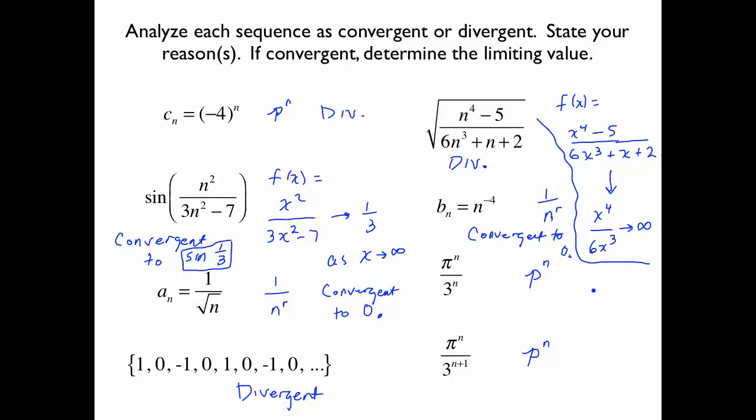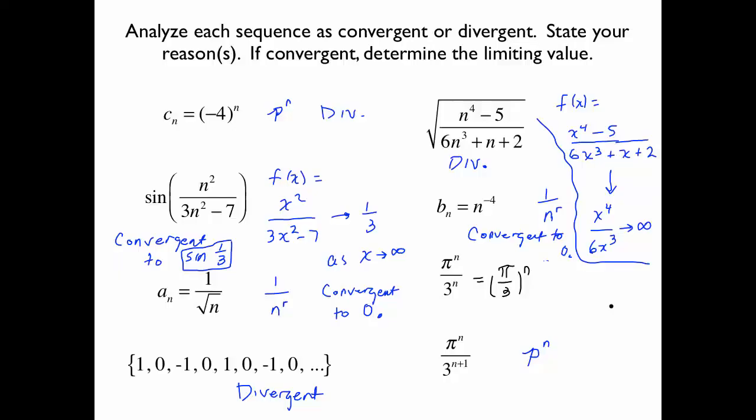Okay, why is this next one p to the n? Pi to the n over 3 to the n. So what is p in this case? You could rewrite this as pi over 3 to the n. Convergent or divergent? Divergent. Because pi is greater than 3. Yeah, pi over 3 is greater than 1. It's not between -1 and 1. It's greater than 1, therefore divergent, because we're not within the range -1 to 1.